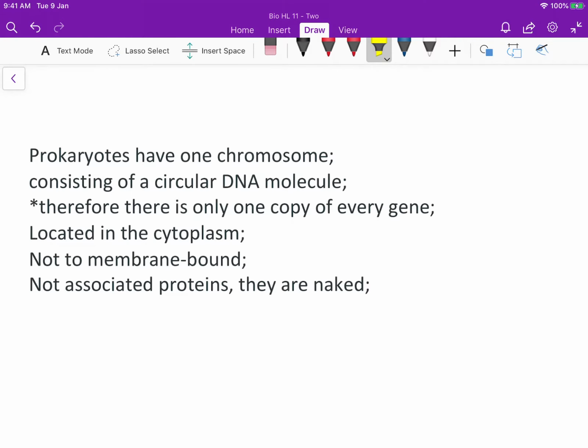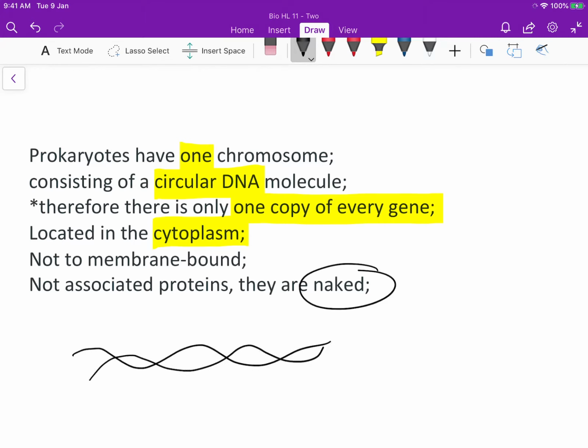So here's our summary. Prokaryotes, bacteria, have one chromosome, only ever one chromosome, and it's circular DNA, and therefore if they've only got one chromosome they can only have one copy of every gene. It's located in the cytoplasm, we could say the nucleoid, and if we zoom into it, it's naked. So the DNA double helix, which is going round in a circle, goes all the way around in a circle, it's not associated with histone proteins.